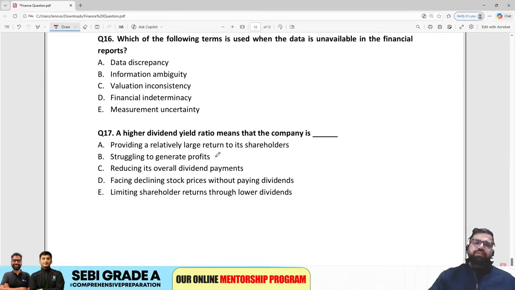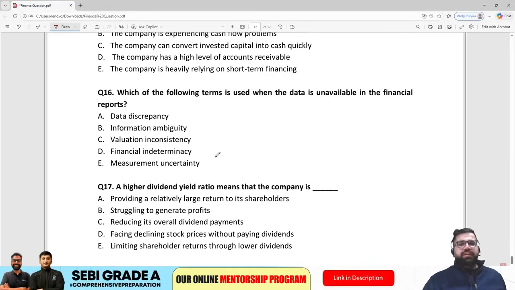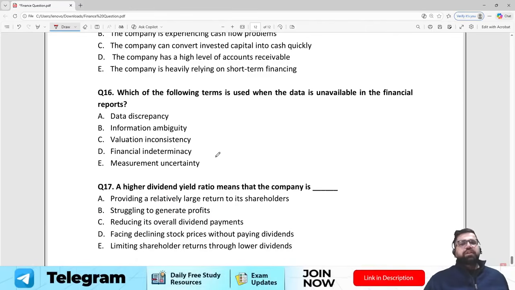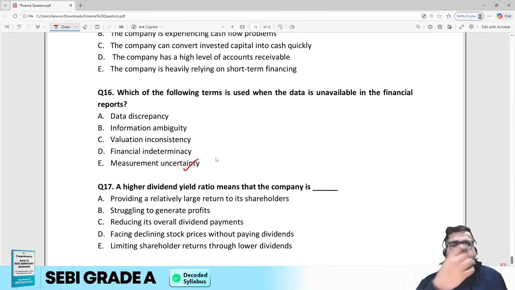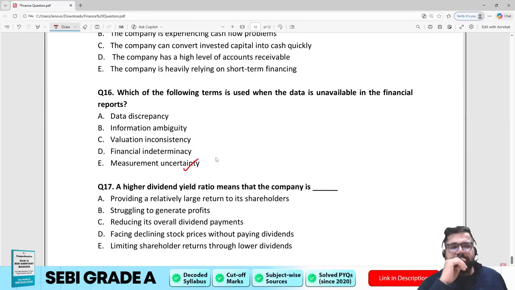16th one. Which of the following terms is used when data is unavailable for financial reports? When data is not available for financial reports, then how will you make the financial report? This is known as measurement uncertainty. Why? Because you don't know whether you have to measure that particular data or not. This is a very confusing question. You have to read and then answer it.